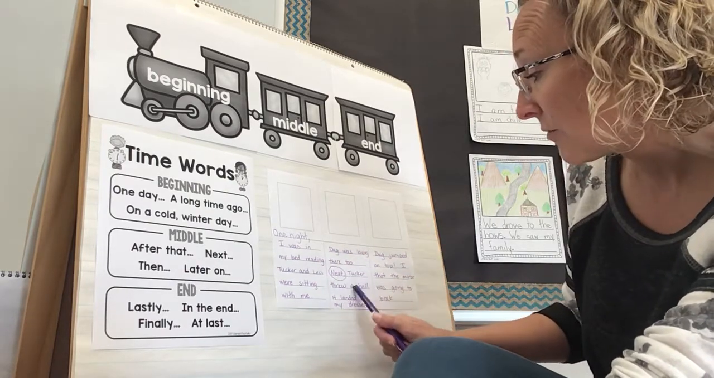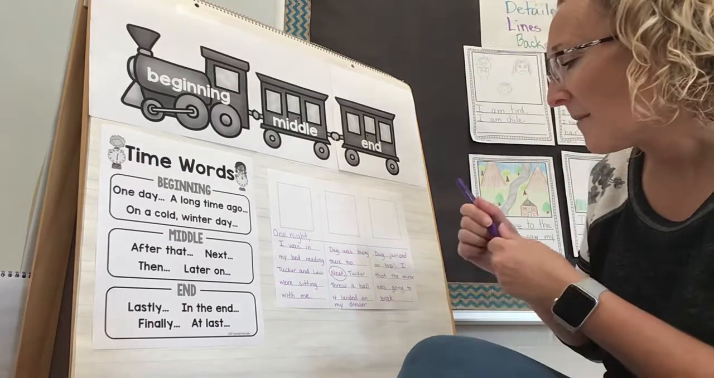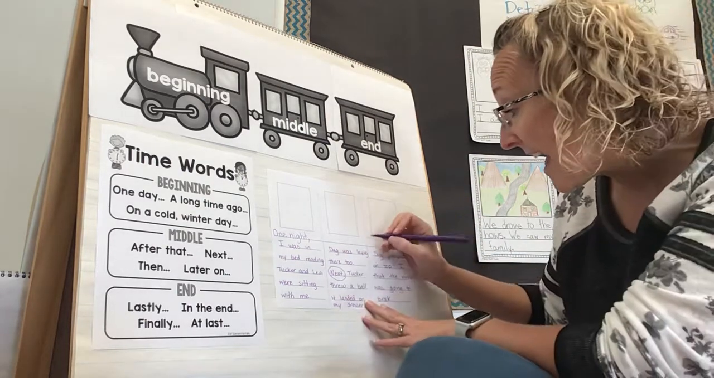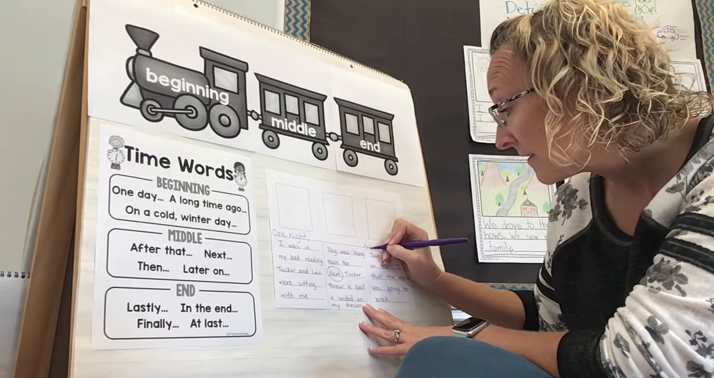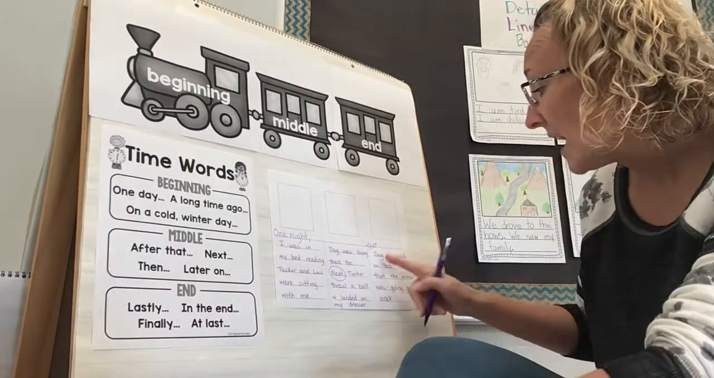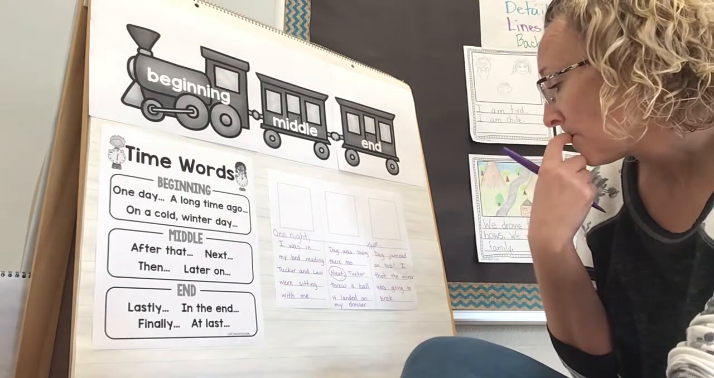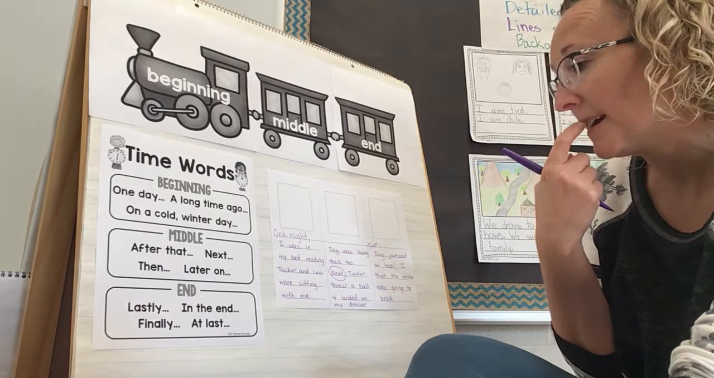Next, Tucker threw a ball. It landed on my dresser. I think I'm going to add the word then here. Then, because I think I need another middle word. Then Doug jumped on top. I thought that the mirror was going to break.